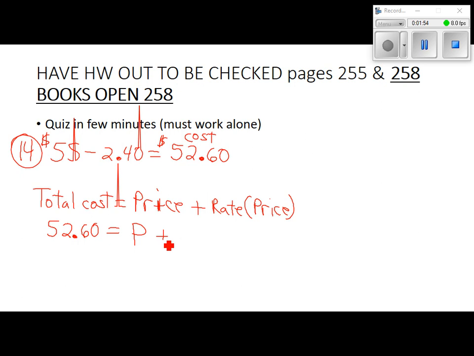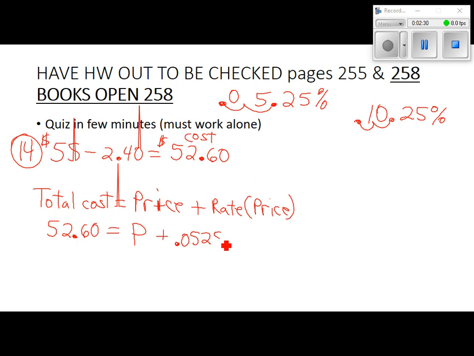Plus, do we know the sales tax rate? 5.25. Please be careful, a lot of you are still making this mistake. If it's 5.25%, what do you do every single time? Bump it over twice, every time. What if it's 10.25%? You move it over twice. Are you always going to add a zero? Some of the times, not all the times. So you got to just bump it over twice and know that. So it's 0.0525 times P, which is the price of the item.